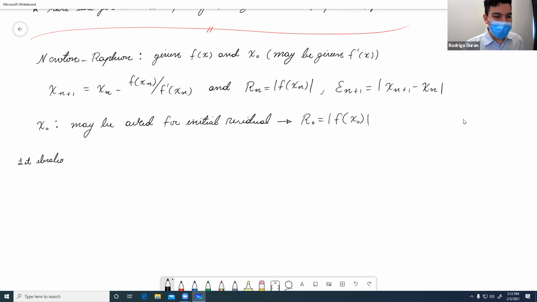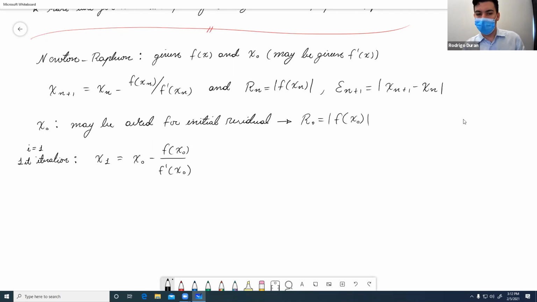So let's say the first iteration. Sometimes they say first, sometimes they say i equals 1, like in the project. On my first iteration, the new iteration x sub 1 is going to be equal to my previous iteration, x sub 0, minus the function evaluated at that previous iteration, my initial guess, divided by the f prime evaluated at that initial guess. So this will give me the new approximation of the root.